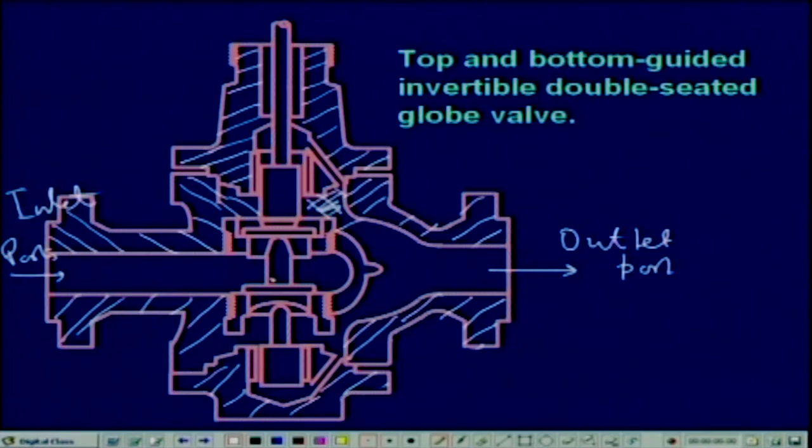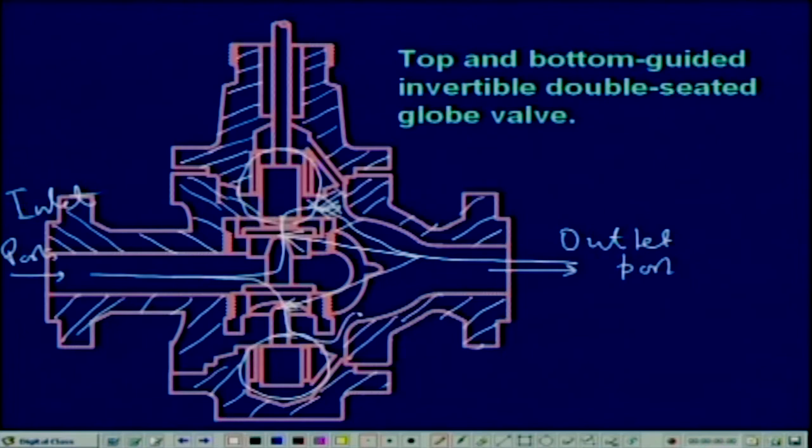Right? So, in fact, this is top and bottom guided. Top and bottom guided means the basic valve assembly movement is guided at the top and at the bottom. And it is a double seated globe valve. So there are two seats. One seat is here, another seat is here. So actually the fluid enters through this and will go through this. When this valve will rise, it will go through this and will flow out. Similarly, it will go through this path and go out. So since there are two seats, it is a double seated globe valve.